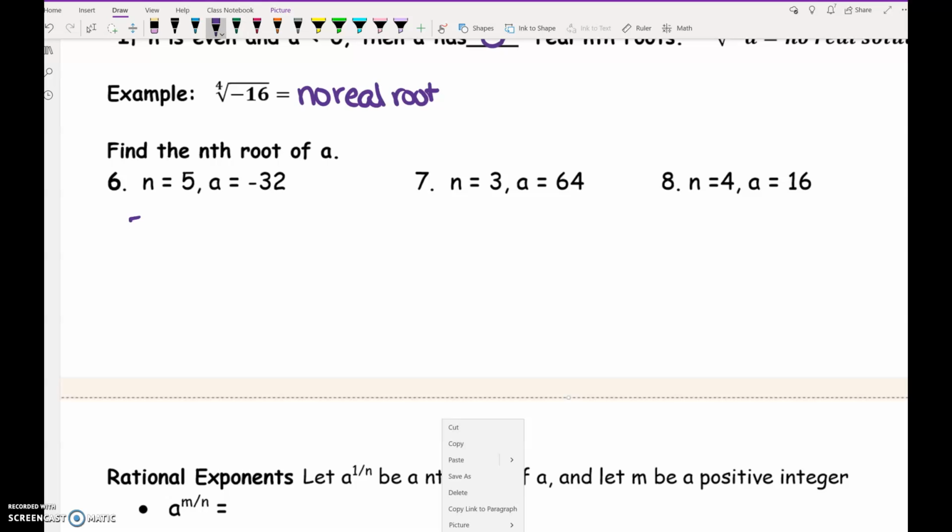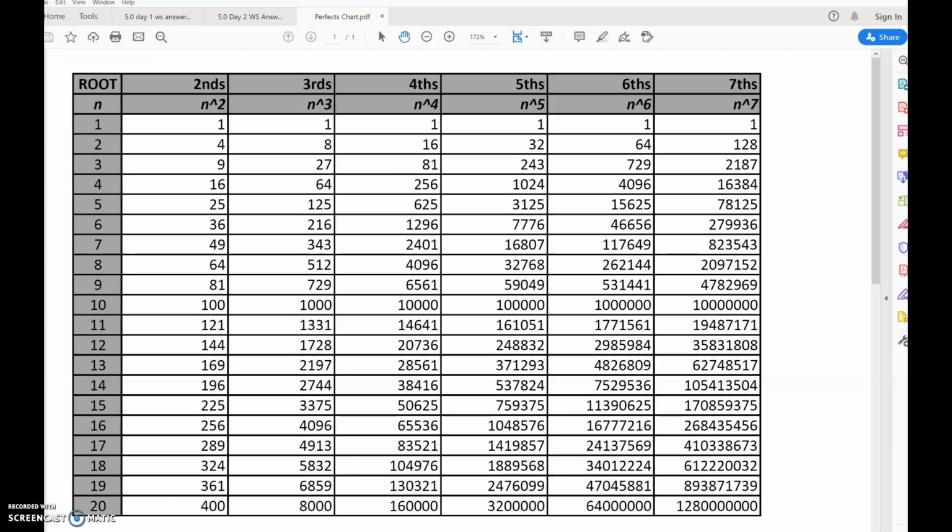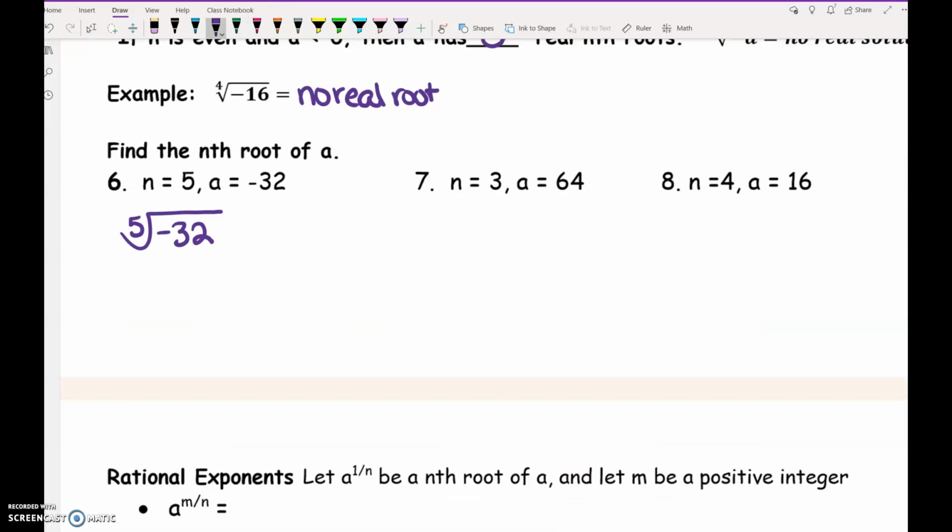So this first one asks for the 5th root of negative 32. So go to your perfects chart. Find 32 in the fifths column. Go all the way over to the left. The 5th root of 32 is 2. But because we're asking for the 5th root of negative 32, our answer is negative 2. Negatives are okay under the radical if the index is odd. So because that index is odd, the negative is okay and your answer will be negative.